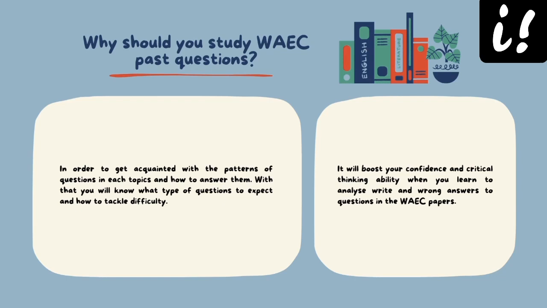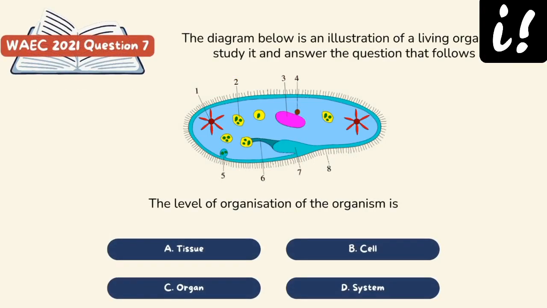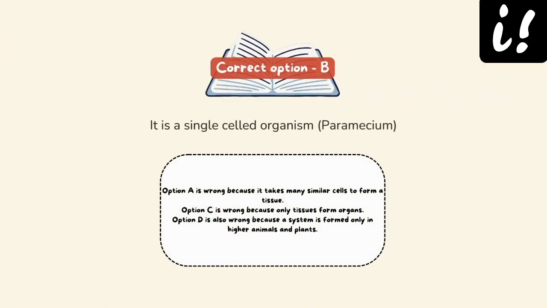Let's answer the question from WAEC 2021, question 7, and it says, the diagram below is an illustration of a living organism. Study it and answer the question that follows. The level of organization of the organism is A. Tissue, B. Cell, C. Organ, and D. System. I'll give you time to think about the answer.